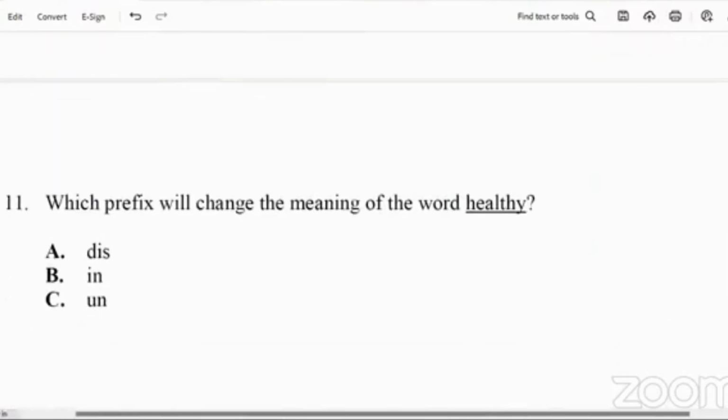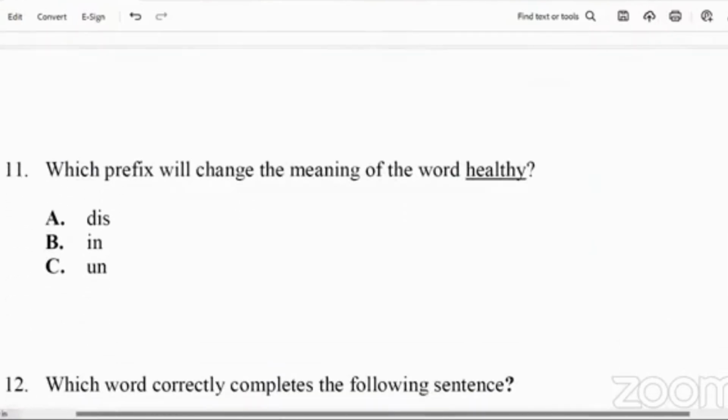All right, question 11. Which prefix will change the meaning of the word healthy? Prefixes, we add them to the beginning of words. They usually change the meaning of the words. In this case, which prefix would we add to the word healthy to change its meaning? And the prefix is un. We say unhealthy, which would make it the opposite of the word healthy.